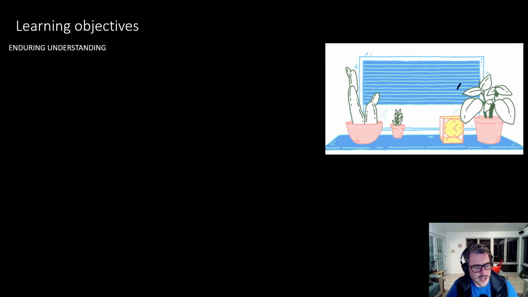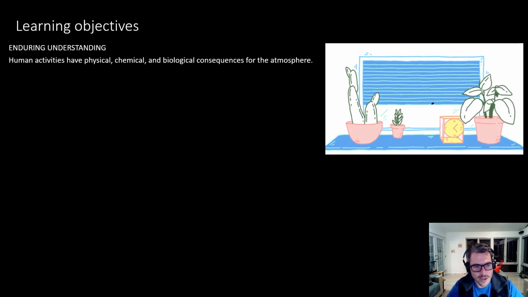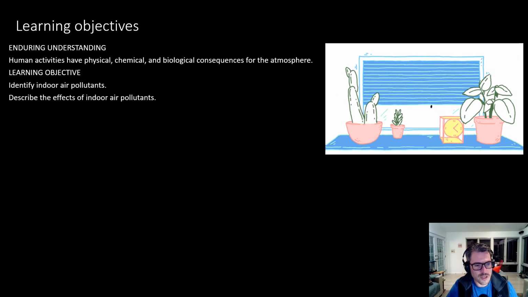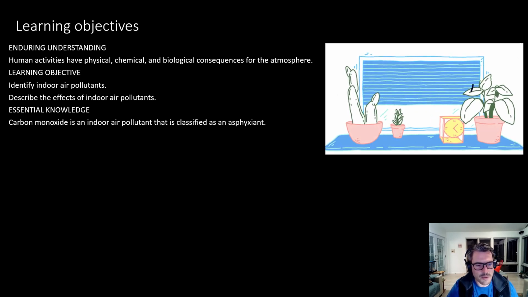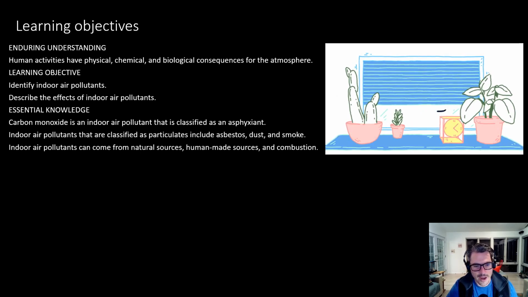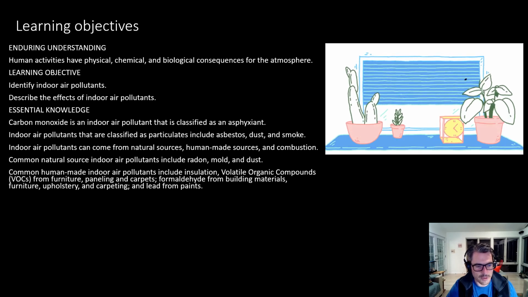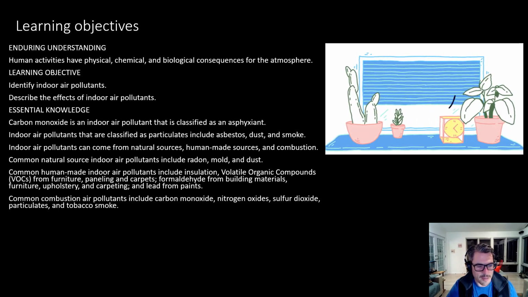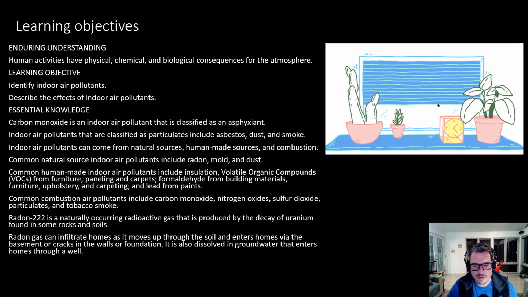The objective of today's lecture is to gain an understanding of how human activities have physical, chemical, and biological consequences within the atmosphere. The learning objectives are to identify indoor air pollutants and describe the effects of indoor air pollutants. The essential knowledge will be about carbon monoxide, indoor air pollutant classification, indoor air pollutants from their natural sources as well as their anthropogenic sources, common indoor air pollution, volatile organic compounds, common air combustion, and radon.